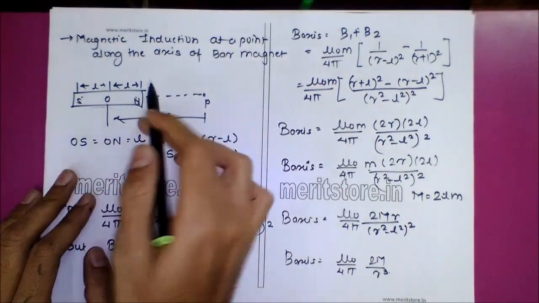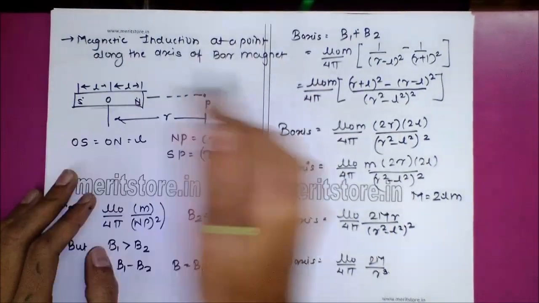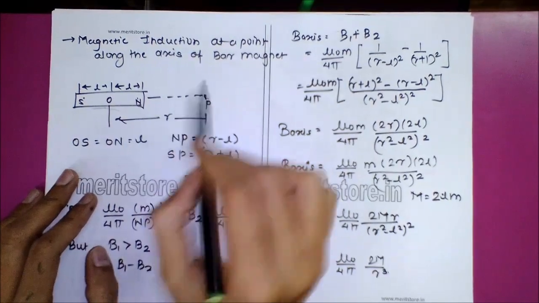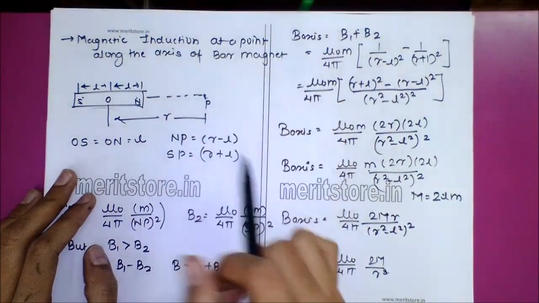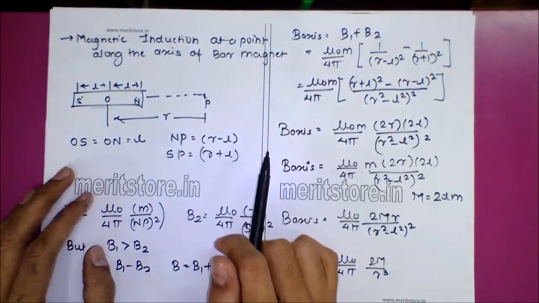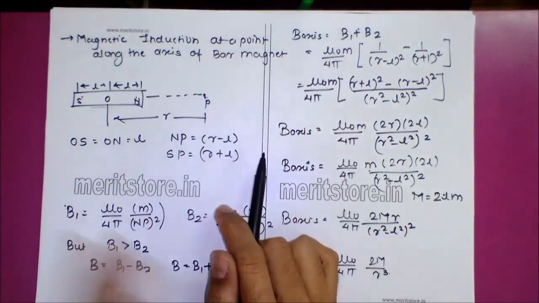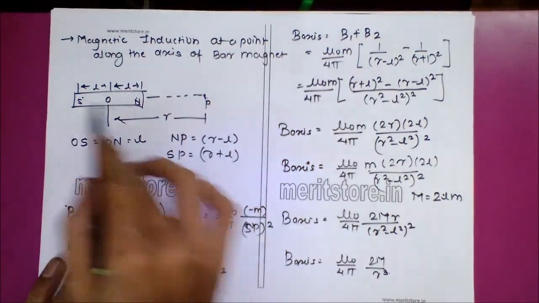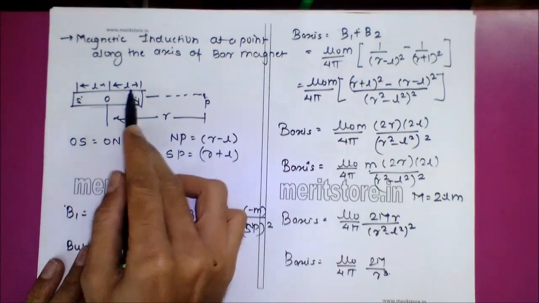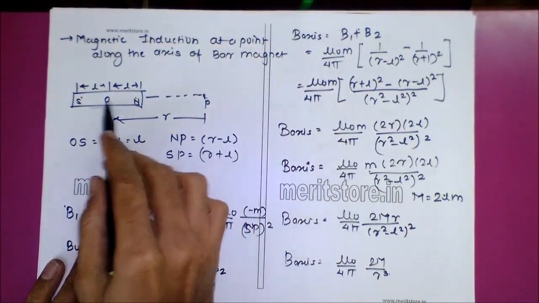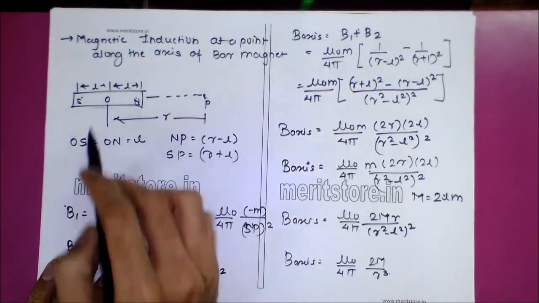So we have a bar magnet over here with the north and the south pole, and along the axis we have a point P. We need to find the equation for the magnetic induction at that particular point. For that, we'll calculate the distances. The magnetic length will be L and L, that is 2L. So from O to N it will be L, and from O to S it will be L.